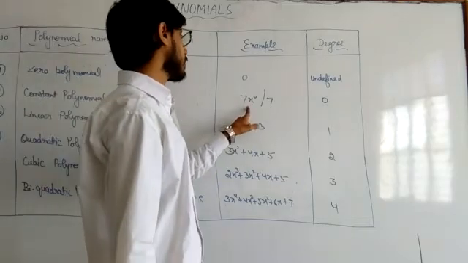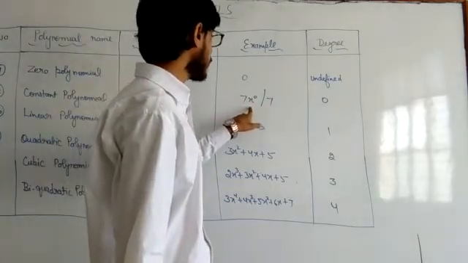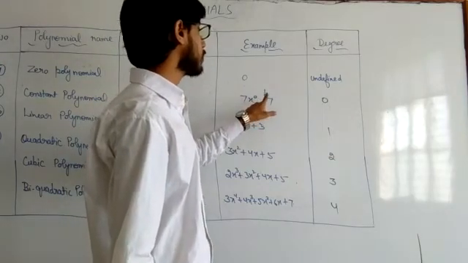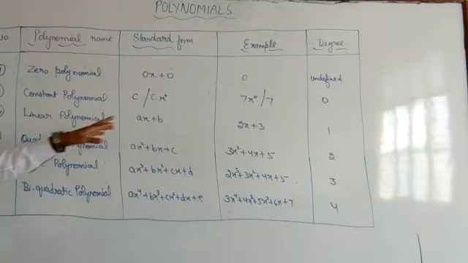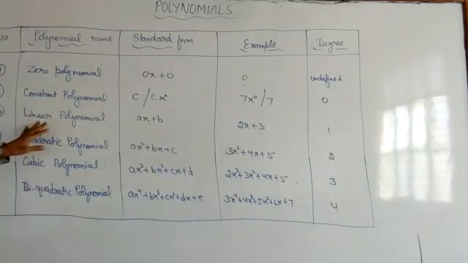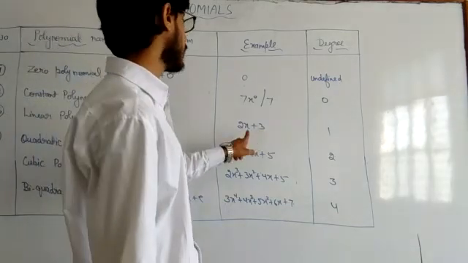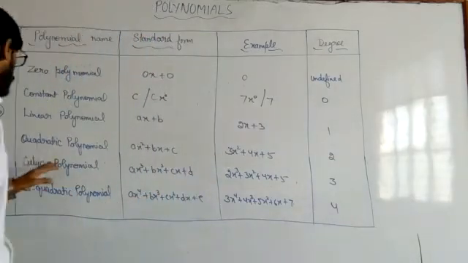Same as example 7. 7 is a constant and here hidden is 7x to the power 0. So the variable's power is 0. That's why degree is 0. So constant polynomial's degree is 0. Linear polynomial, standard form ax plus b. Example 2x plus 3. Here variable x has power 1. So degree will be 1.